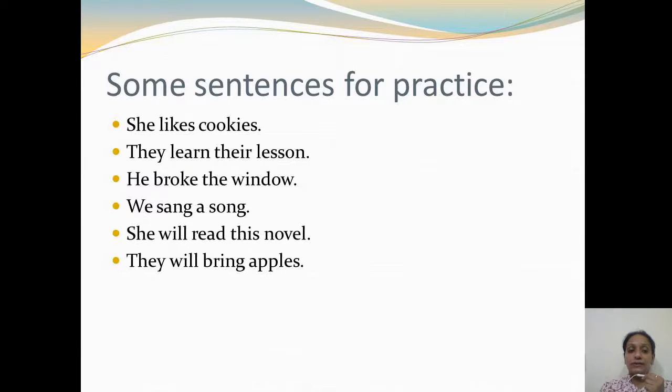Look at the next sentence, it is also of future indefinite tense. Over here apples are the receivers of the action, so we'll begin our sentence with apples, and along with will we'll be adding be. Apples will be. Now what is the third form of bring? Brought. Apples will be brought by them.